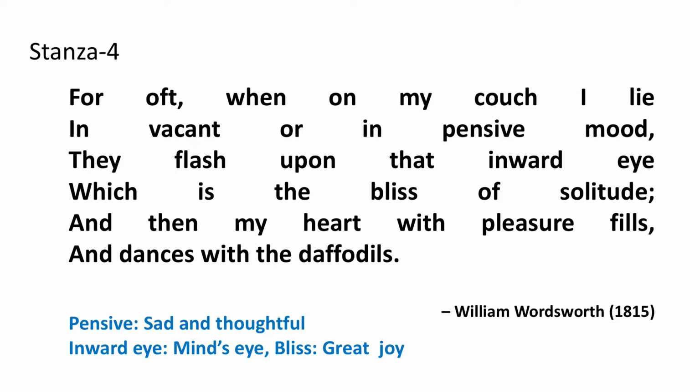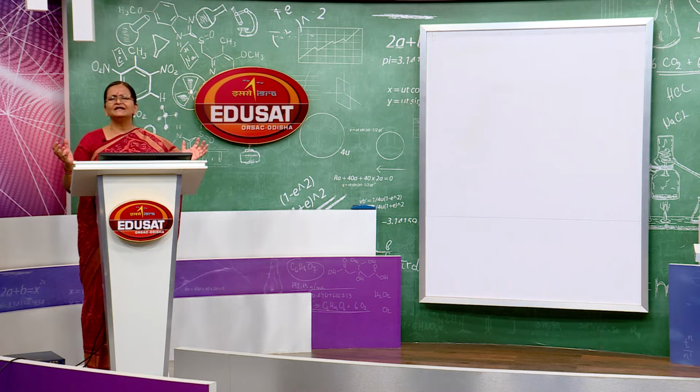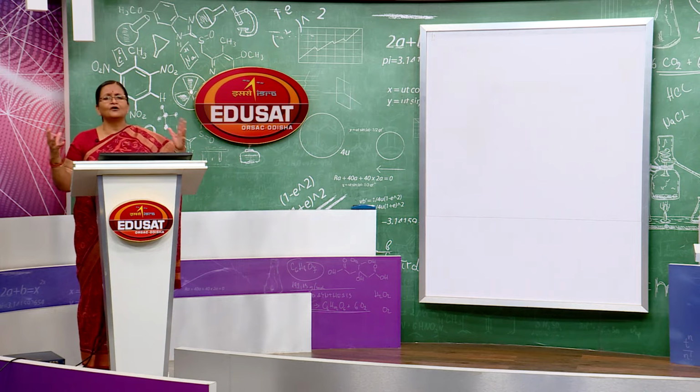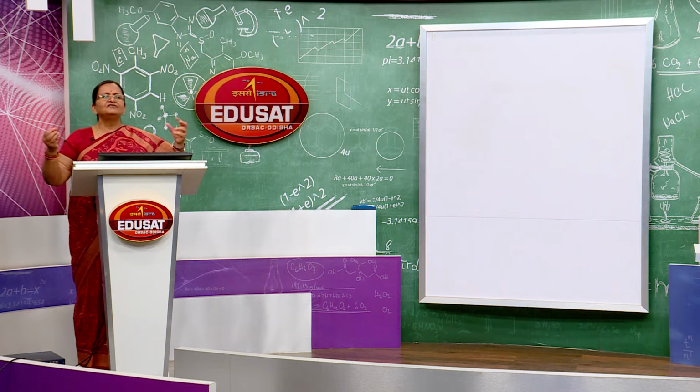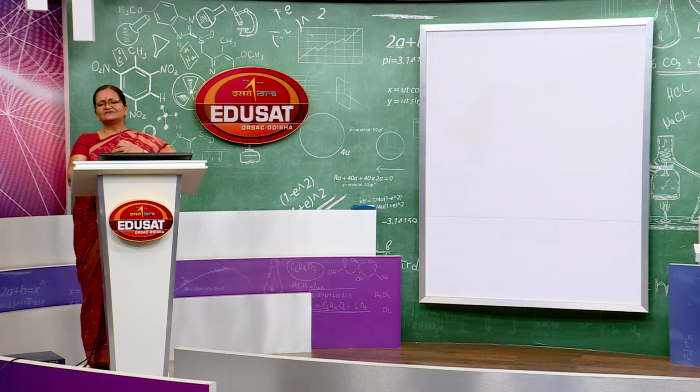So, whenever he is lying on his couch, either in a relaxing mood, or maybe when you are very unhappy about something, you are disturbed about something and filled with anxiety, what will you do? You feel like lying somewhere, maybe in your cot or maybe on a sofa. The sofa gives you that cushioning effect, and you feel a bit comfortable. So, whenever he is lying on his couch, that is his sofa, in what kind of mood?